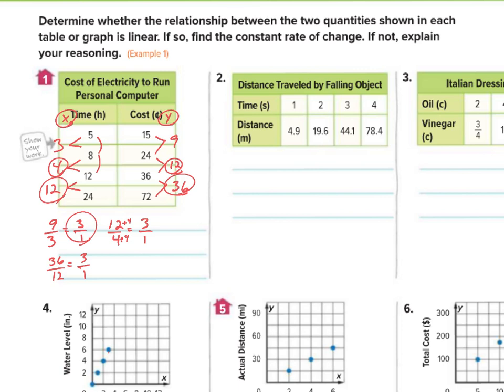So since the ratio is the same for each of these situations, again, the change in y, which is the cost, over the change in x, which is the time, all the ratios are 3 over 1, so this is a linear relationship. That was a really good example to show we don't always have to go up by consistently equal amounts to have a linear relationship.